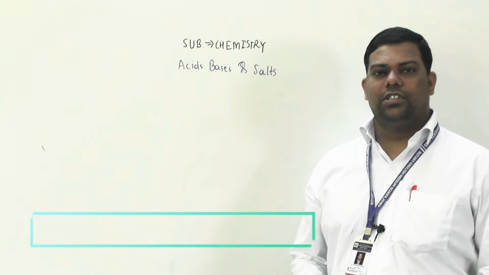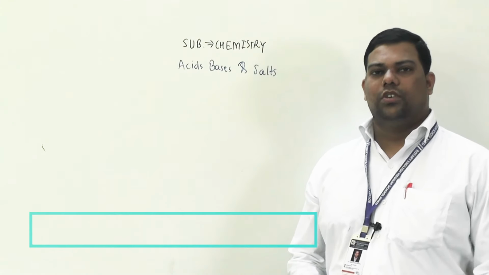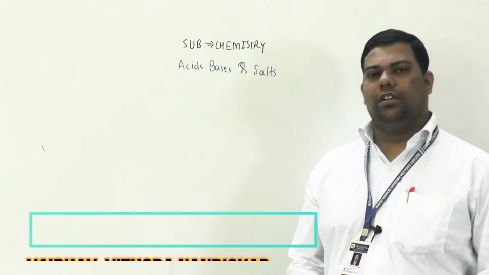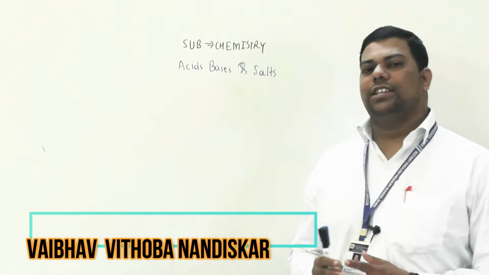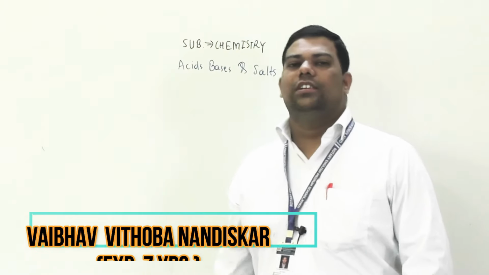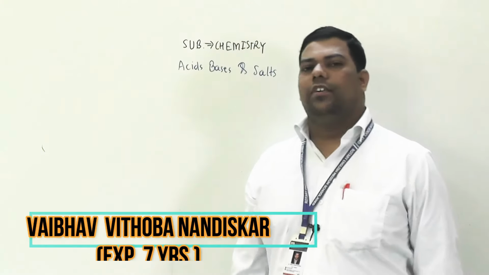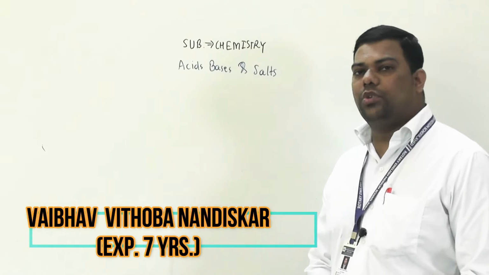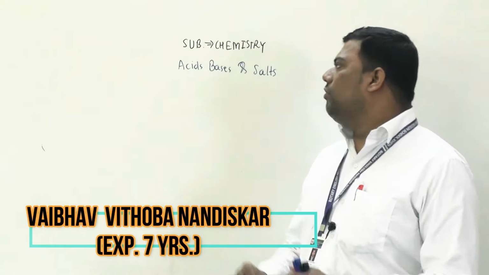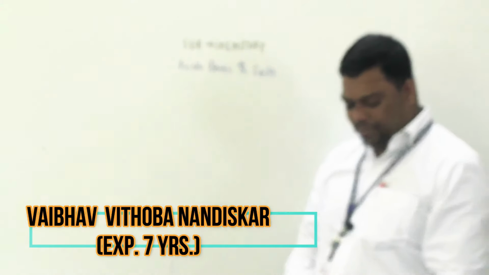In the previous lecture we saw pH. In pH we saw the concentration of H plus ions and the concentration of OH minus ions, and we discussed one formula, that is pH plus pOH is equal to 14. Now we will discuss the importance of pH.